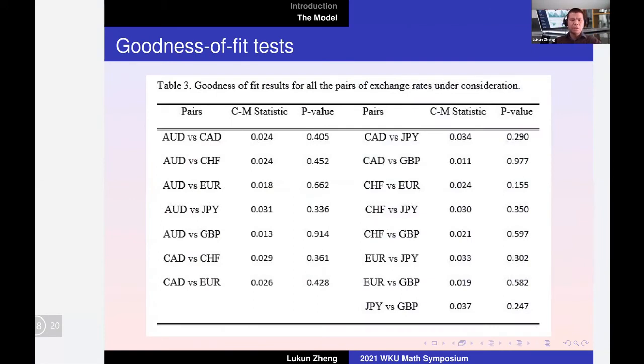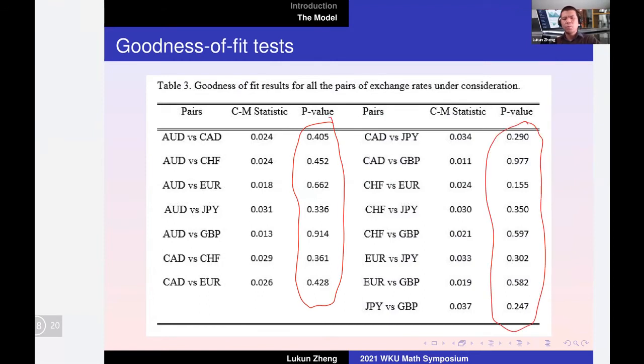Now here we conduct a goodness of fit test, based on the p-values. This is to test whether our model fits the data well or not. If the p-value is larger than 0.05, that means our model works well. You can see from the results that all the p-values are larger than 0.05. That is to say, our model fits the data very well for all different pairs. We have 6 currencies and these 15 pairs, and our model fits all these pairs very well.